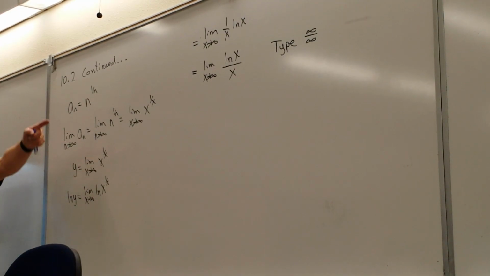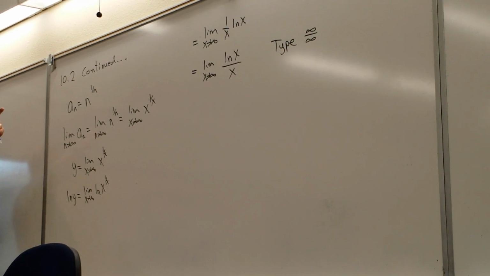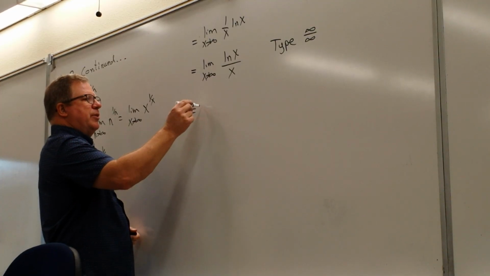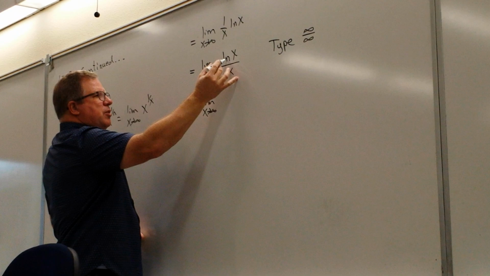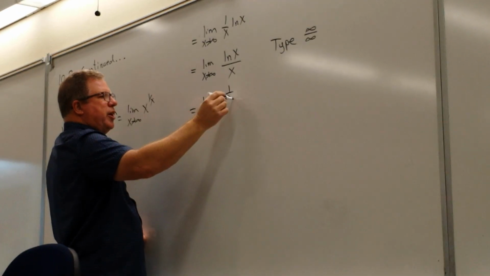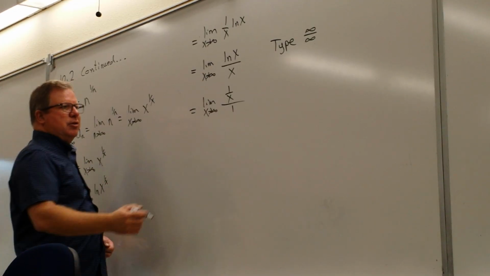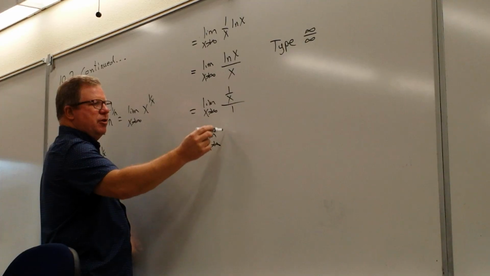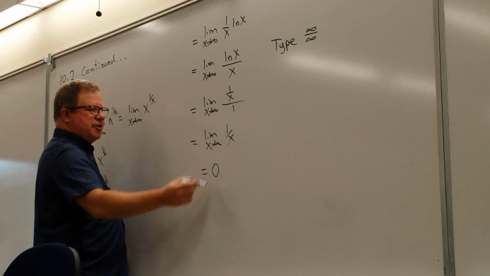All right, you guys all right up to there? Any questions up to there? So now we use L'Hopital's rule. The derivative of natural log x is 1 over x. The derivative of x is 1. So this is the limit as x goes to infinity of 1 over x, which is 0.